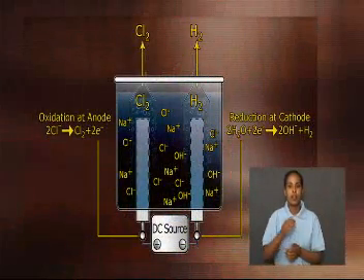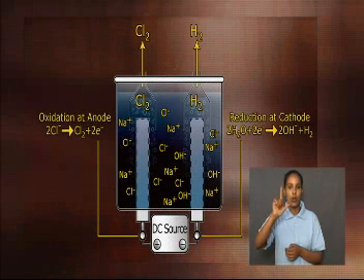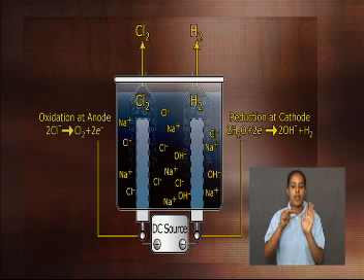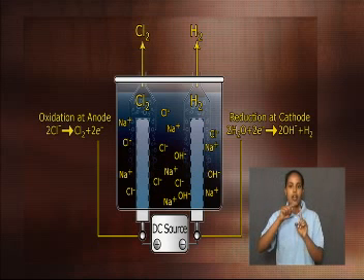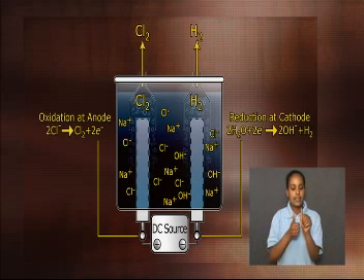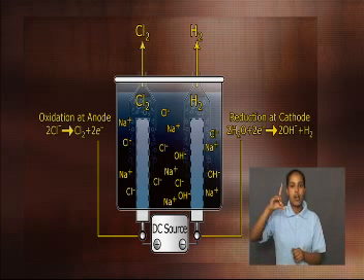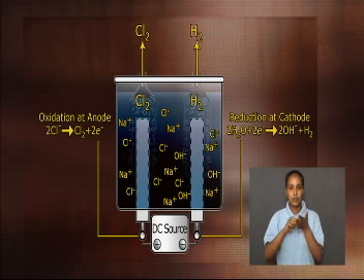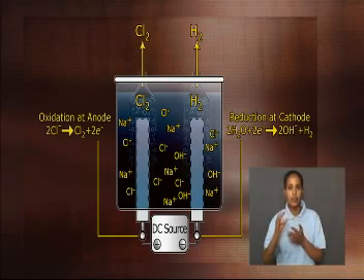A solution of sodium chloride in water has two types of anions, the chloride ions and the hydroxide ions. Even though the hydroxide ions are lower on the electrochemical series, there is a higher concentration of chloride ions. This means that the chloride ions will be discharged in preference to the hydroxide ions.